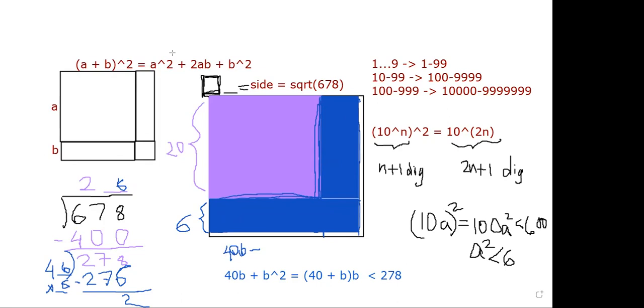So now we need to get to decimals. Now we get to decimals.